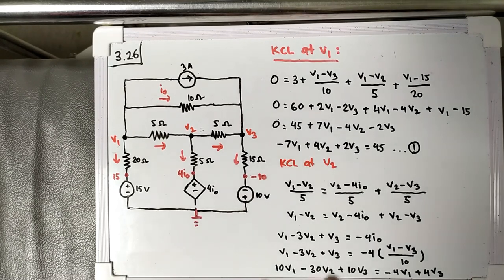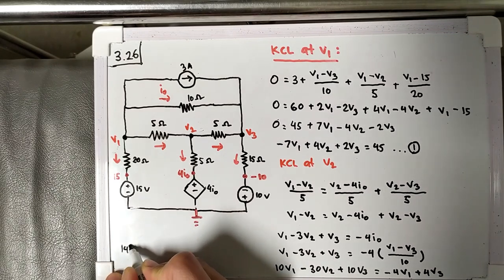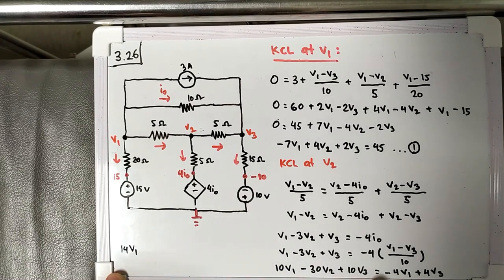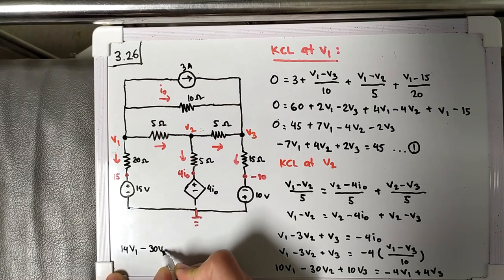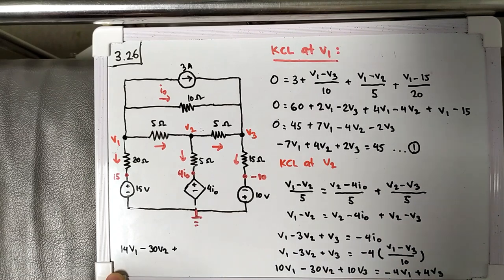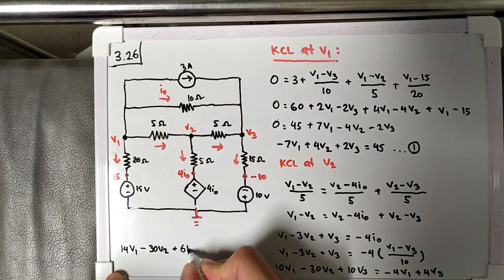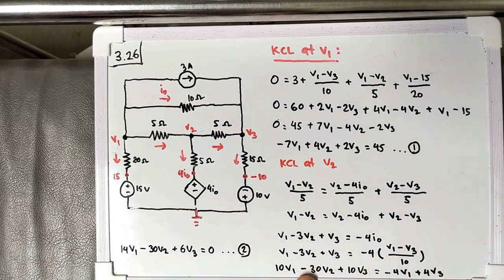And we can move this to the left hand side, so we will have, what do we have here, 14 V1, and then for V2 there is no under V2, minus 30 V2, and for V3 we will have 10 minus 4, it's 6, V3 is equal to 0. And let's save this as equation number 2, so we run out of space.